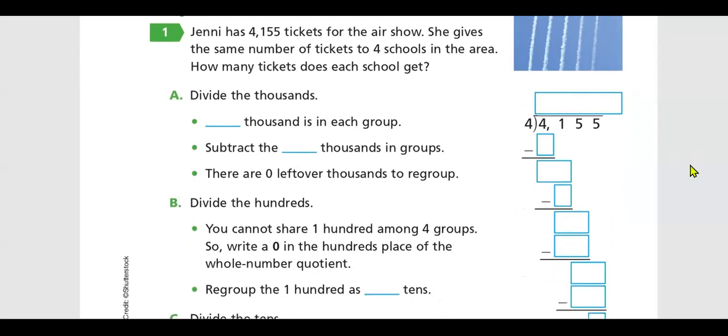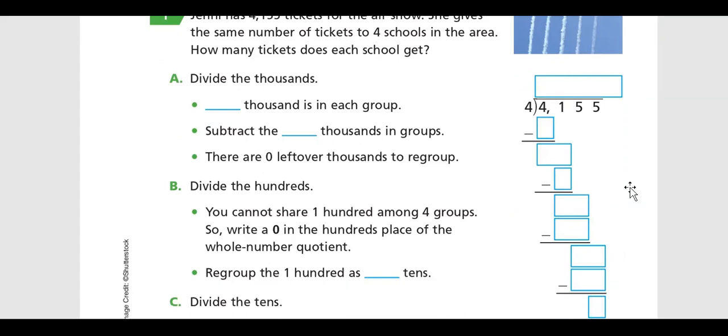Jen has 4,155 tickets for the air shows. So she gives the same number of tickets to 4 schools in the area. How many tickets does each school get? So we have to divide. First, we will solve this here.